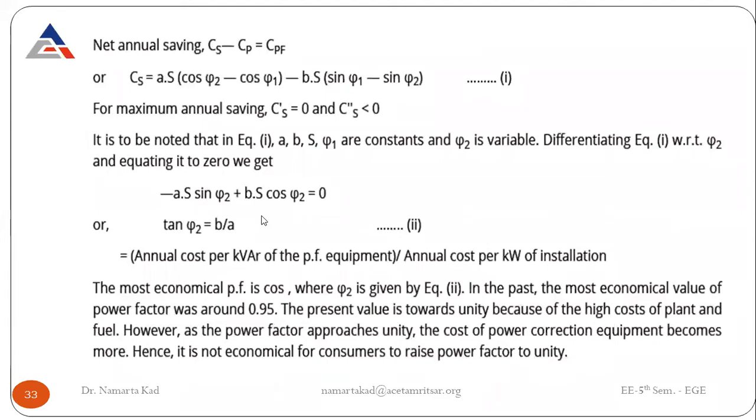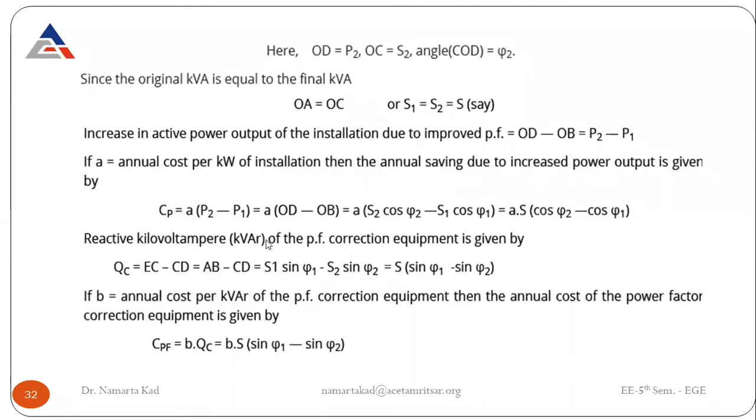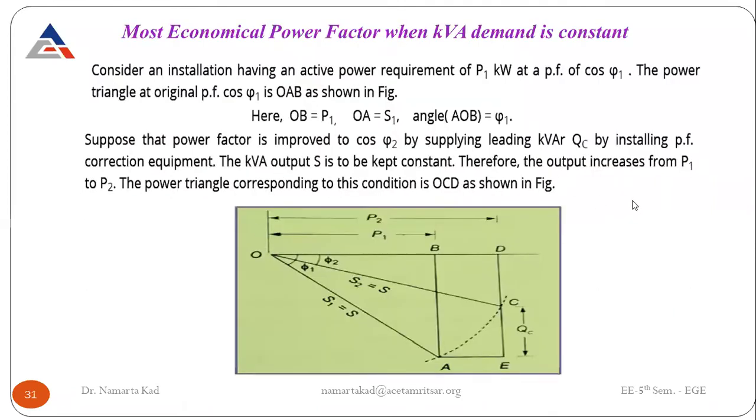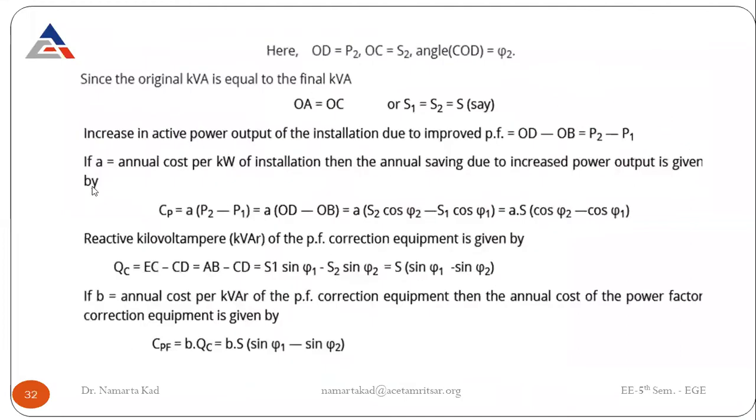This one is the relation, and here it comes out to be tan of phi 2 is equal to b by a, and here they are using the notations b and a. Here a is the annual cost per kilowatt of installation, and b is related to the annual cost per kVAR of the power factor correction equipment, or you can say the capacitor installation.